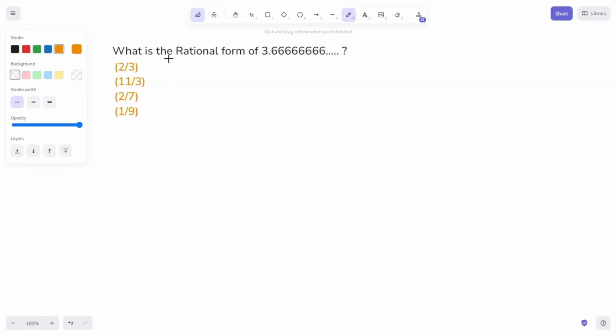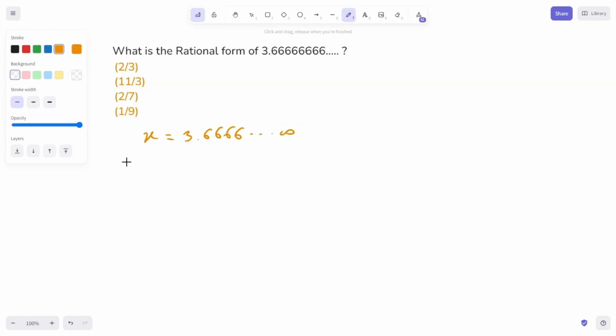So as you can see, this is our question. What is the rational form of 3.6666, and it goes up to infinity? So we will simply put this number equal to x. So x equals 3.6666 and it will go up to infinity.